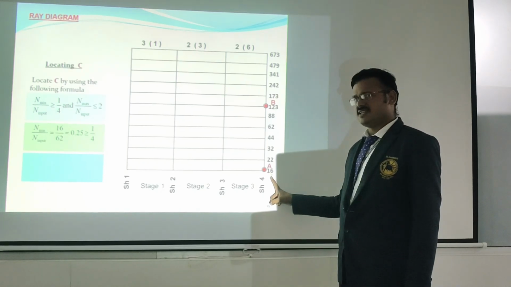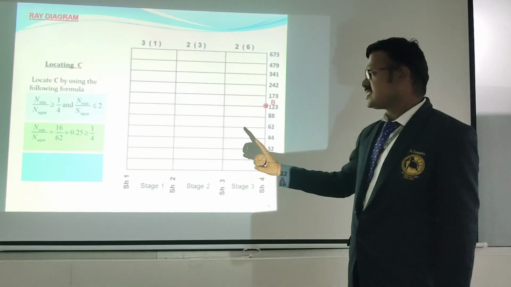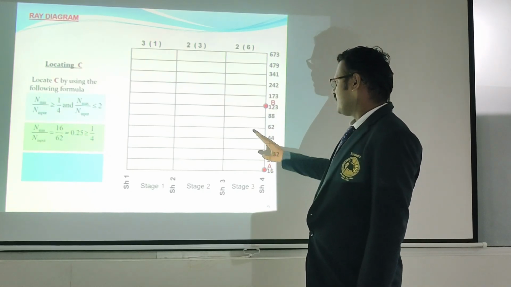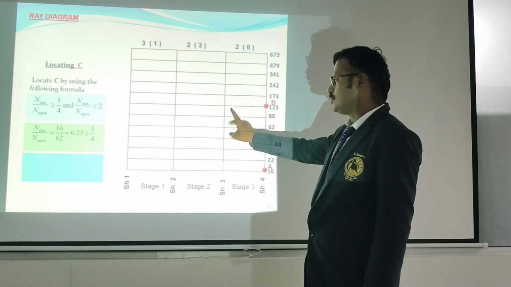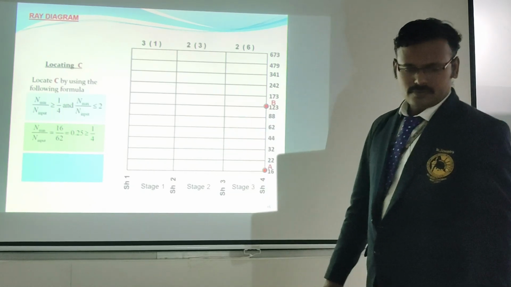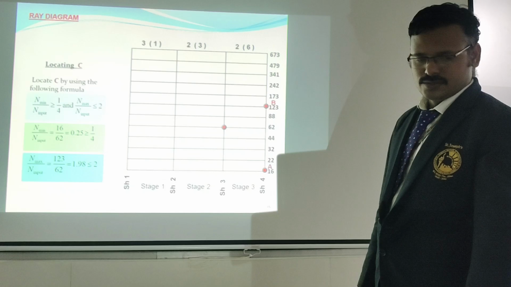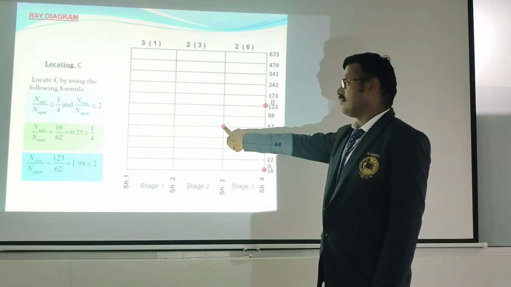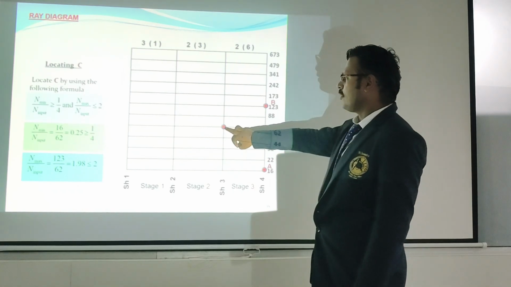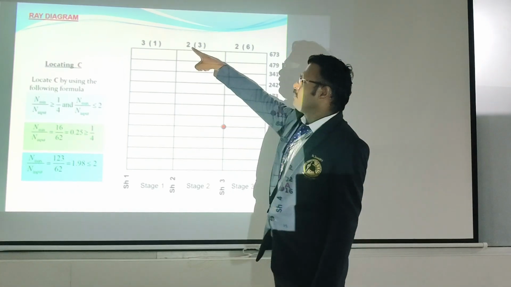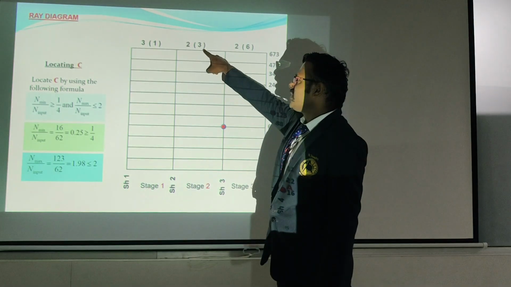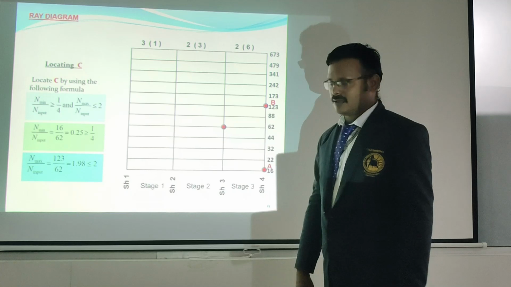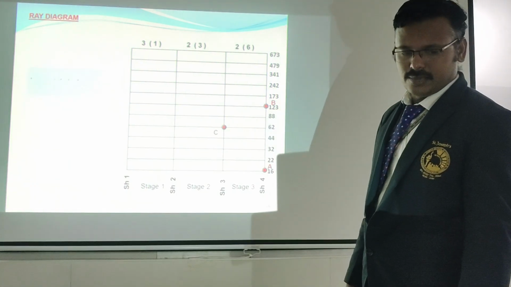So 4 into 16, 64. So 123 divided by 2 is 61. So approximately 61 to 64 I need to choose the value. So 61 to 64, the approximate value is 62 only we have. So now I have marked 1 speed. So I have to mark 2 speed with a gap of 3. So if I leave 3 speeds, here the mark will be there.